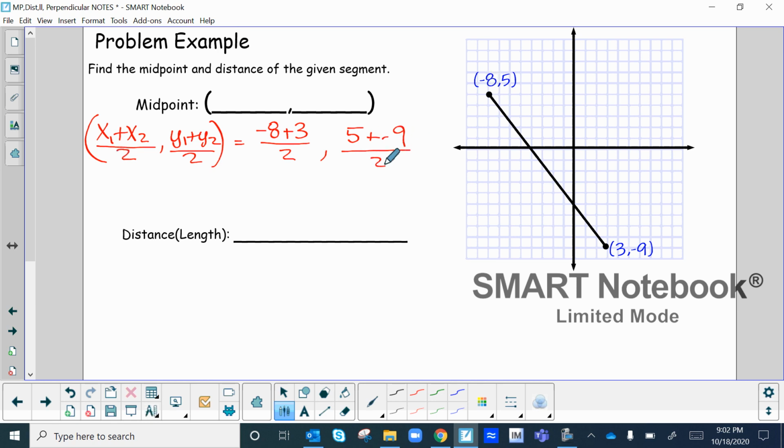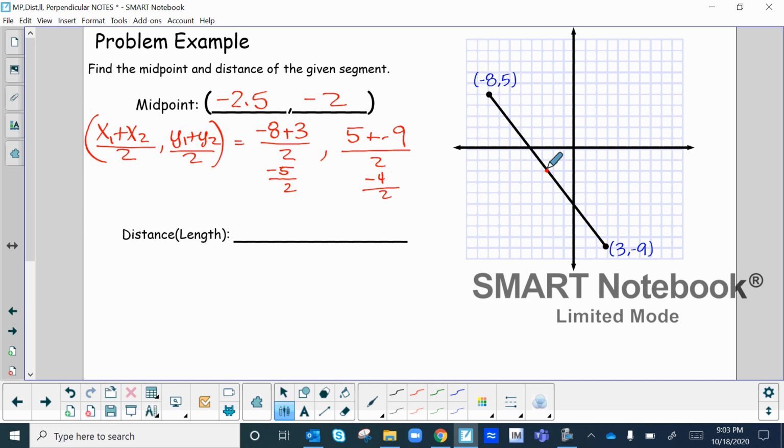So -8 plus 3 is -5. And then 5 plus -9 is -4. And so -5 divided by 2 is -2.5. You can use your calculator. And -4 divided by 2 is -2. So I'm going to go plot that point so you can see where it's at. So -2.5, 1, 2, and then a half, just go halfway, and down 2. So right there, that is the midpoint of that segment.